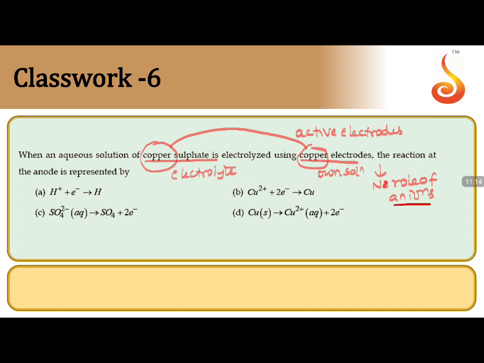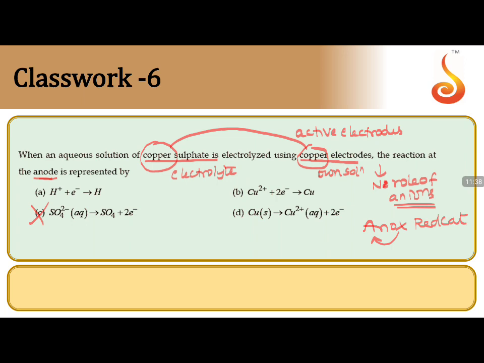No roles of anions in the electrolysis process. So first thing, if you have an anion, remove that particular one from your options first. So no role of anions. Second, they are asking you the reaction that takes place at anode. We know An Ox, Red Cat. This is our simple methodology.